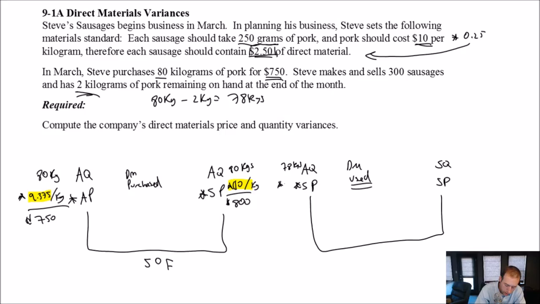Our standard price remains 10. 78 times 10 is 780. My standard price here will be 10 again. My standard quantity answers the question.